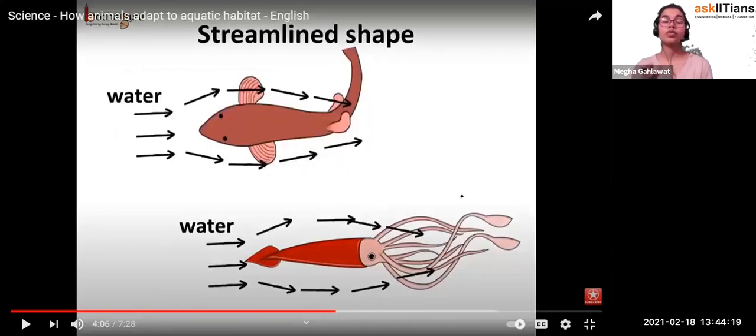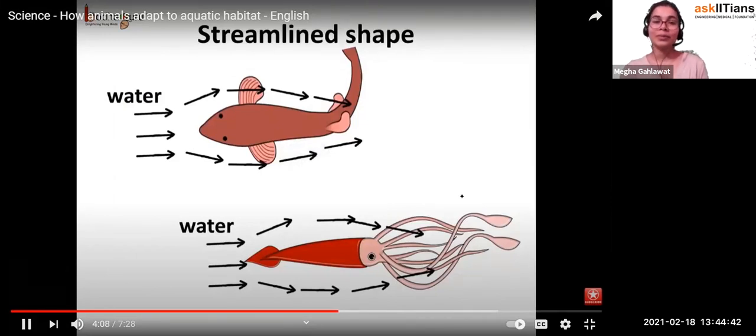See, when it comes to holding their breath, whales can hold their breath up to 30 minutes underwater. That is huge. 30 minutes. Imagine if we could have done that, right? It would have been amazing. I know, right? All right, moving forward to the streamlined shape, that is the next adaptation.